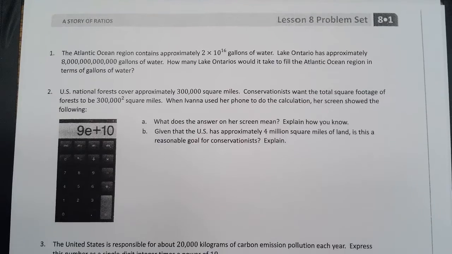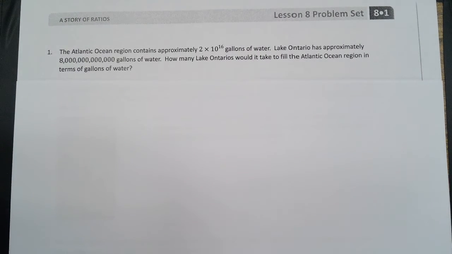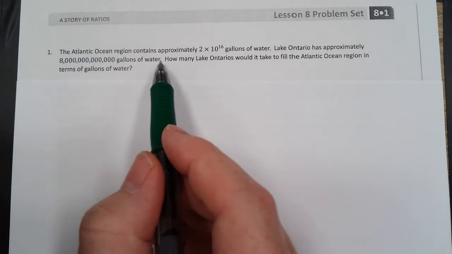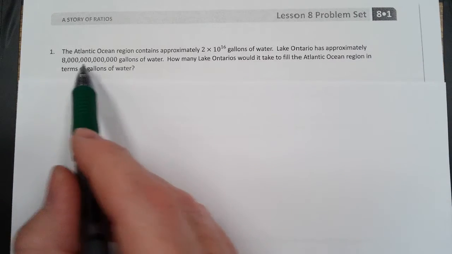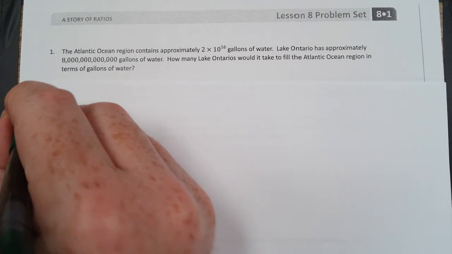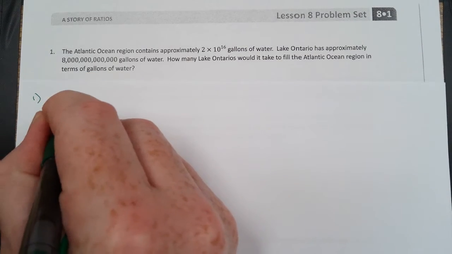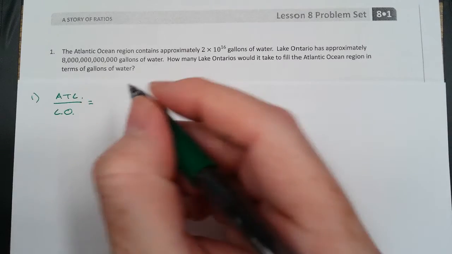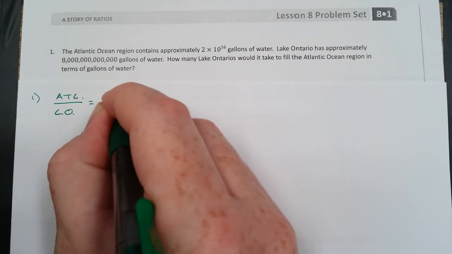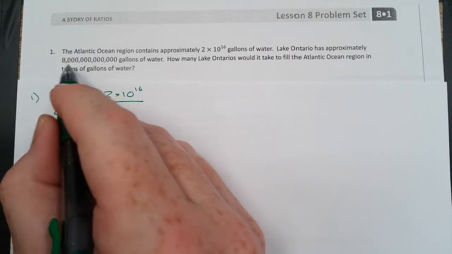Okay, let us check the answers for the problem set. For number 1, I'm going to do my problem set on a separate piece of paper because I like to spread out and make some room. The Atlantic Ocean contains that much water. Lake Ontario has that much water. How many Lake Ontarios fit inside the Atlantic Ocean? So for number 1, I need to do the Atlantic divided by Lake Ontario. Well, the Atlantic, they tell me, is 2 times 10 to the 16th. Lake Ontario is that number.